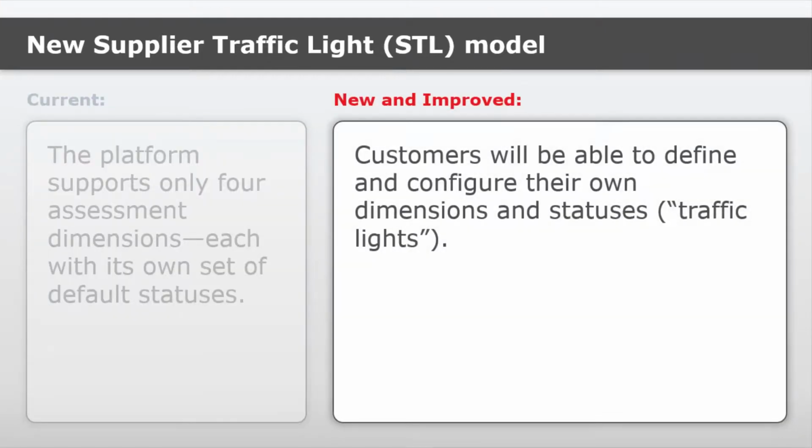Therefore, in the upcoming release, JAGGAER is introducing a brand new redesigned model that will allow for the flexibility that many customers require. Customers will be able to define and configure their own dimensions as well as their own statuses. Instead of predefined statuses, what is referred to as a traffic light system will be implemented, where different symbols can be associated with different customer-defined statuses, such as OK, not OK, or partially OK. Of course, the customer will be able to fully customize these statuses.